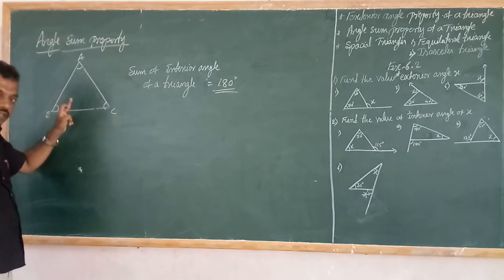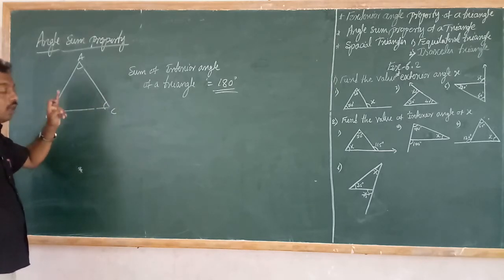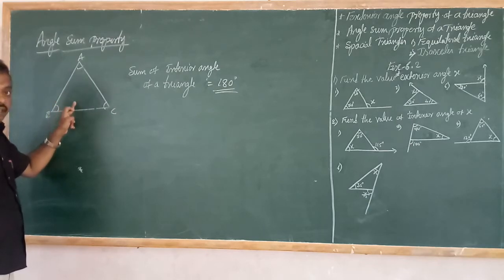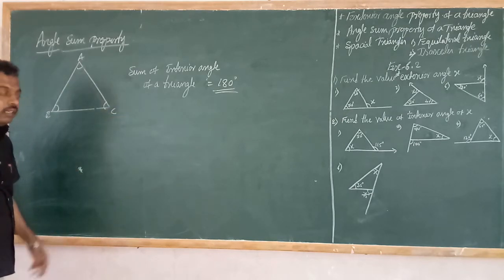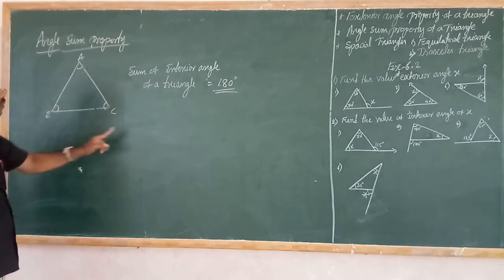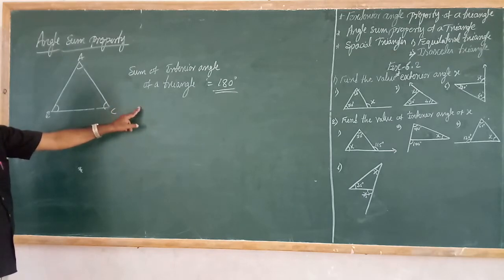Isosceles triangle, scalene triangle, equilateral triangle, obtuse angle triangle, right angle triangle, any triangle: the sum of all three angles is equal to 180 degrees. So this is the angle sum property of a triangle.